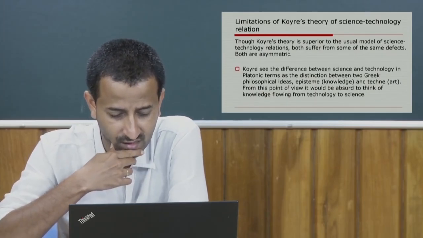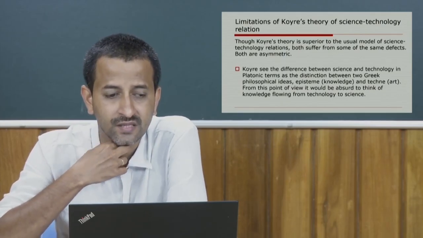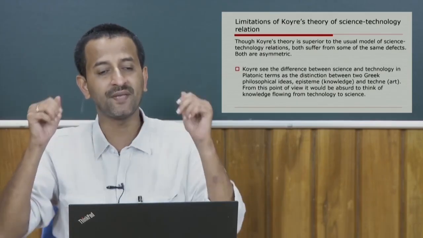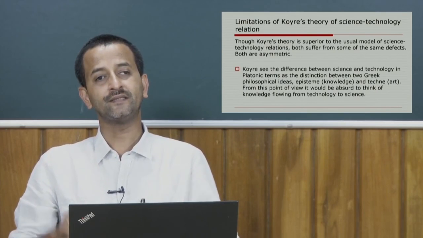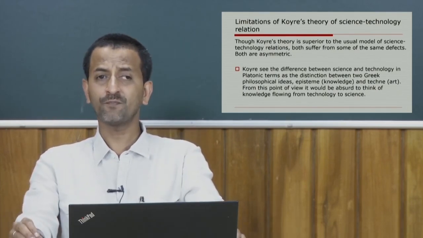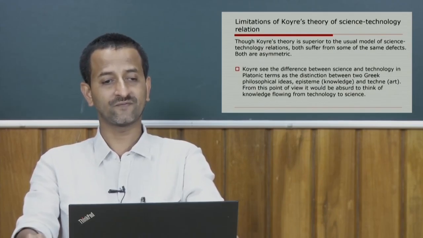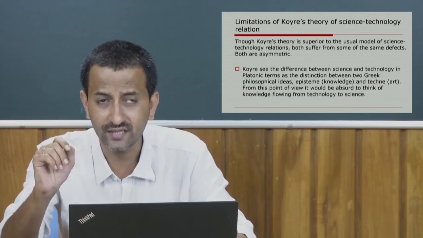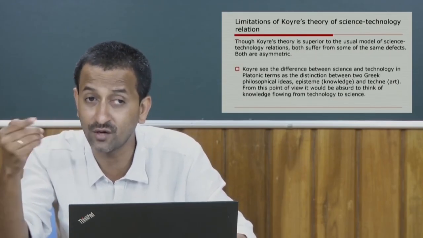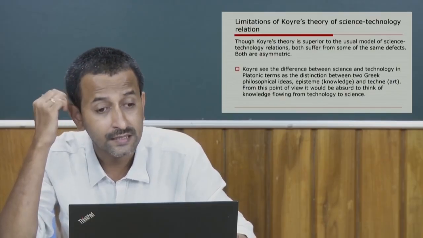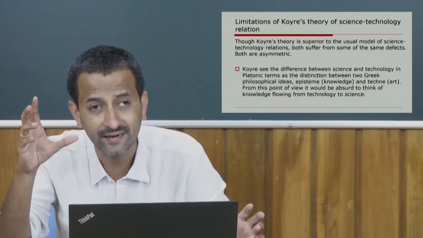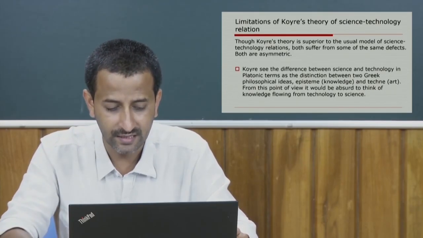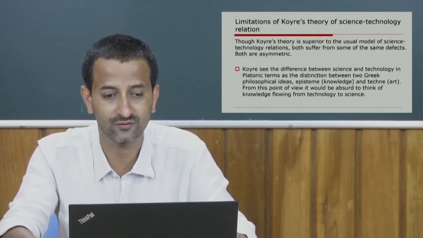Coit saw the difference between science and technology in Platonic terms, as the distinction between two Greek philosophical ideas, that is episteme, which is knowledge, and techne, which is art. Episteme is knowledge; epistemology, which we have already discussed, is the body of knowledge or theory of knowledge. And techne is art. From this point of view, it would be absurd to think of knowledge flowing from technology to science.